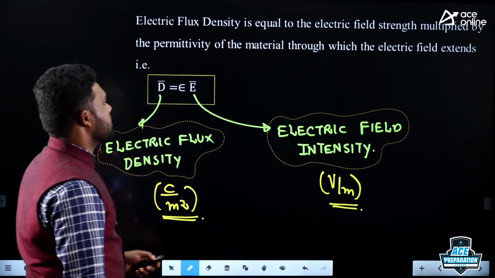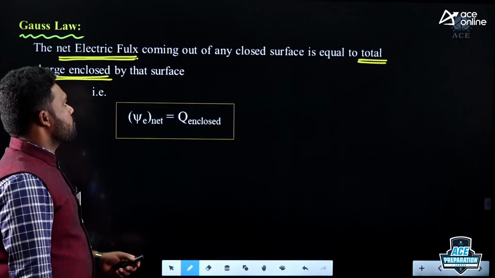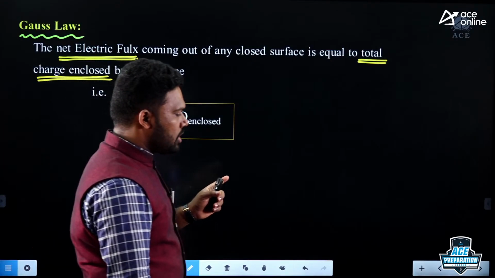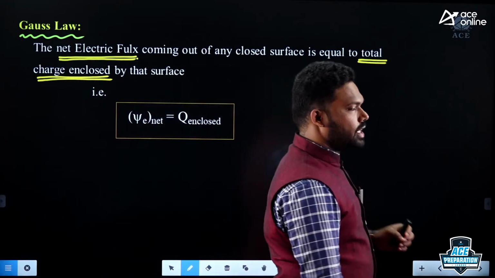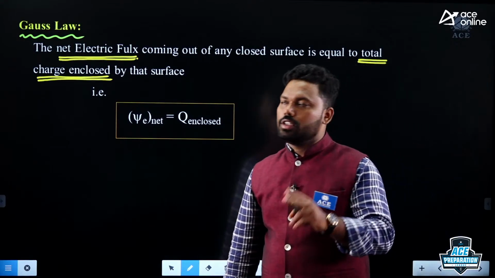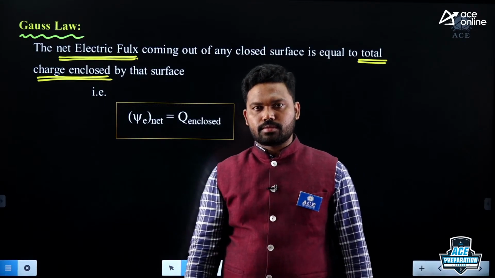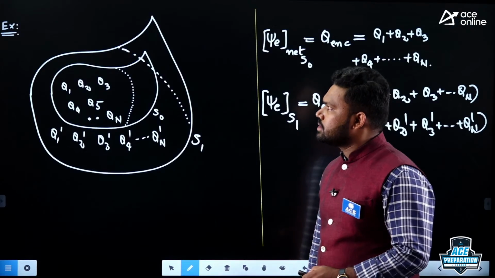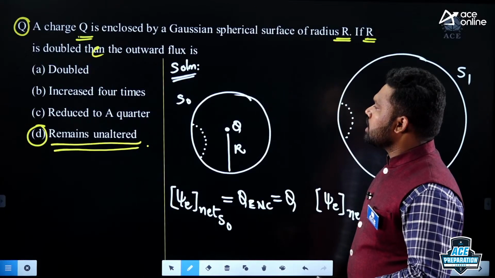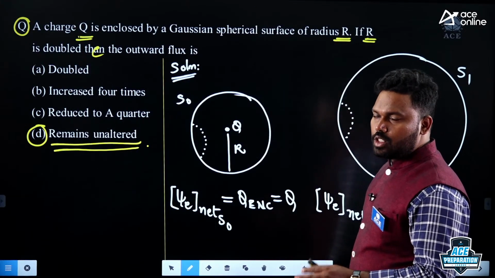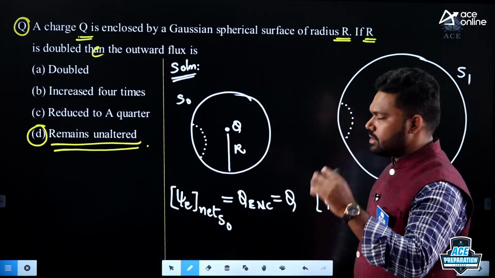Okay, fine. Let us proceed further. Now we have formally defined what is called Gauss law. What is the Gauss law? The net electric flux coming out of a closed surface. Only 2 points you need to remember. Net electric flux is equal to charge enclosed. That means you have to consider only the charges which are inside. You need to discard the charges which are outside.